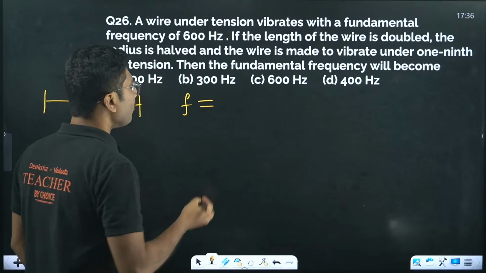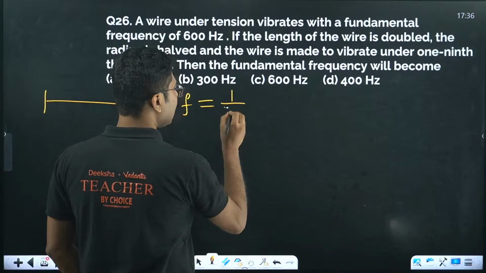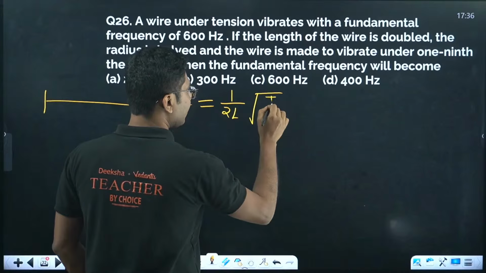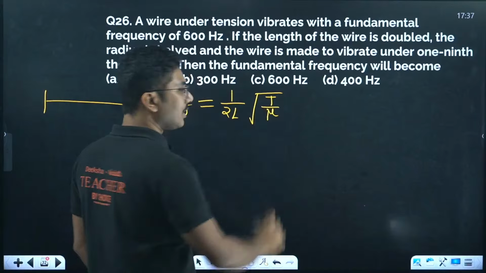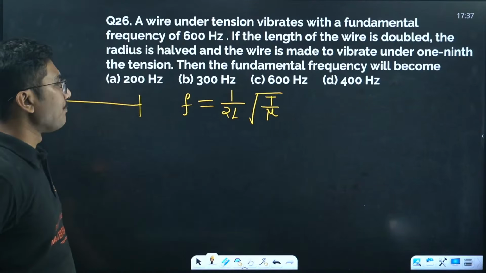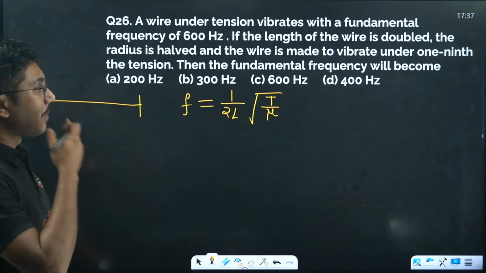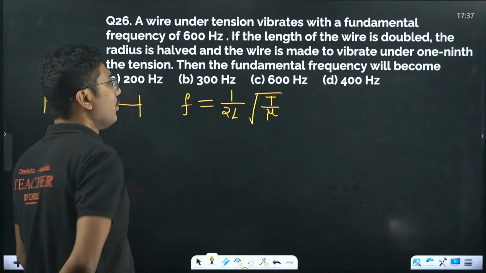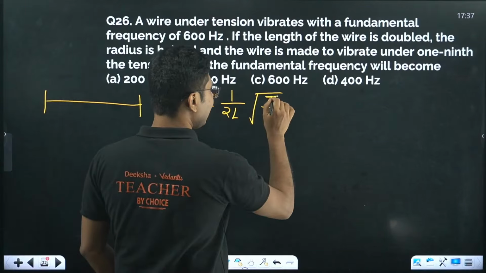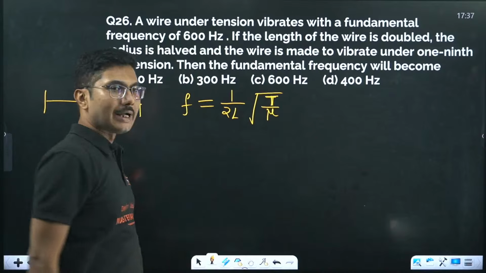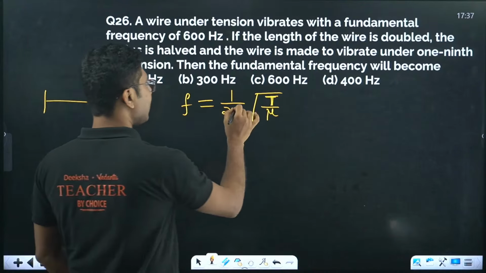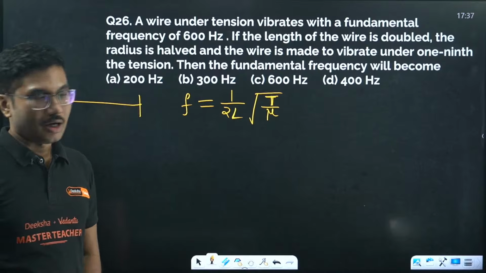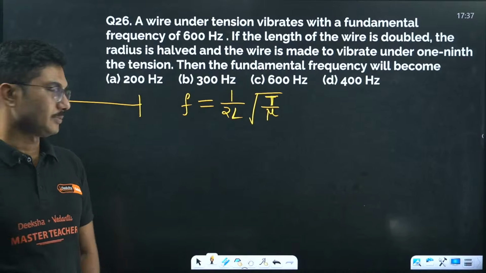So what is the formula for that? The formula is 1/2L square root of tension divided by mass per unit length. Now here, mass per unit length is not given, but radius is given. Tension is reduced to T/9, length is obviously there. So what is the relation of mass per unit length with radius?